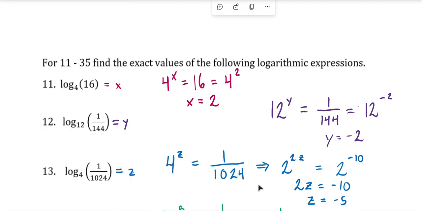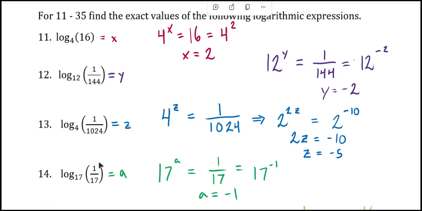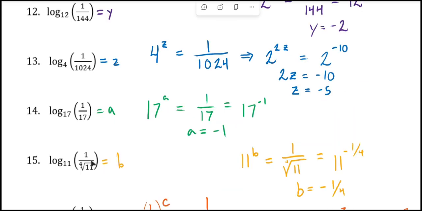All right, let's move on to the next one. Here we need to remember that 1 over 17 can be rewritten as 17 to the minus 1. Then rewriting things in exponential form, it's easy to see that the output of this logarithmic expression must be minus 1. Likewise, we need to recognize that 1 over the 4th root of 11 is the same thing as 11 to the negative 1/4 power. Then because we're just taking the logarithm base 11, we're really just doing exponential comparison here to get that b, or the output of this logarithmic expression, must be equal to negative 1/4.